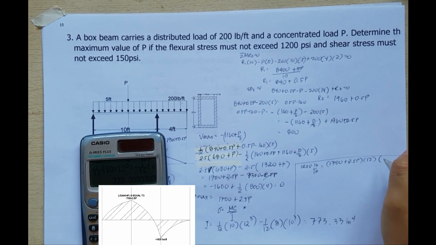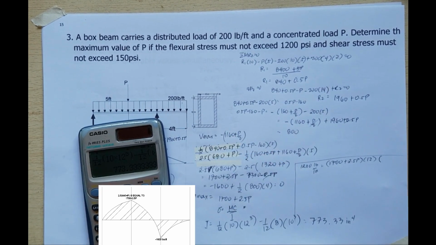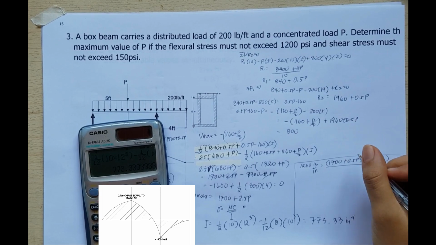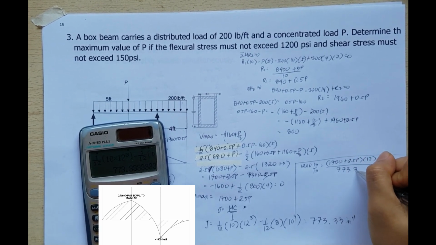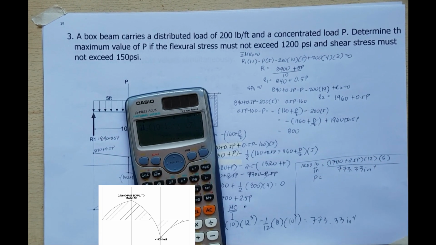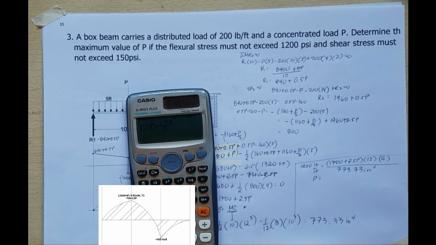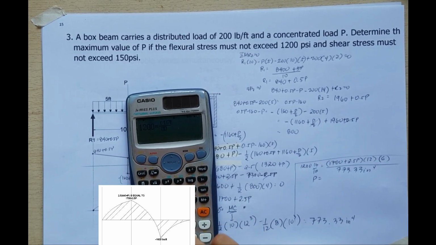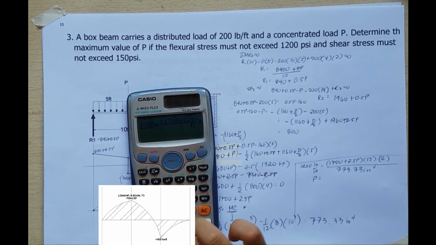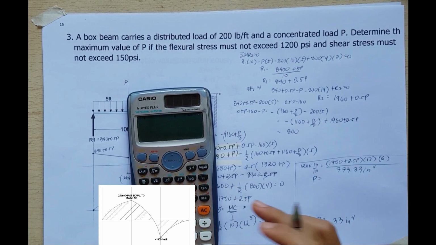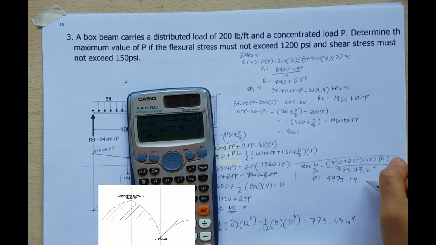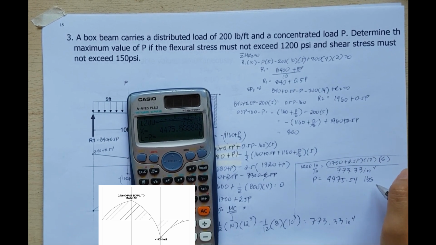And then yung ating C is, so we have 12 divided by 2, we have 6. And then ang ating I is 773.33 inches raised to 4. Therefore, P is equal to 4,475.54 pounds, and that is under flexural stress.